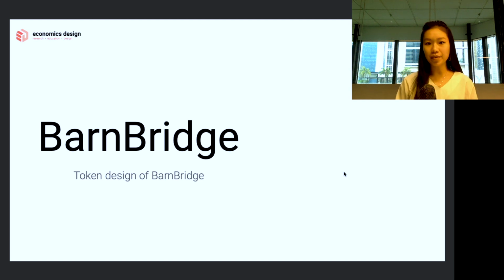Today we're going to do something a bit different. Today we're going to talk about one of these products called BarnBridge, and we're going to dive a little bit deeper or more specific into the token design and some aspects of design for BarnBridge.